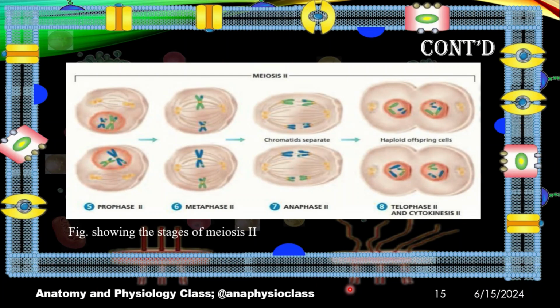Now meiosis 2. In meiosis 2, the stages are prophase 2, metaphase 2, anaphase 2, and telophase 2. So in prophase 2, similar to what happened in prophase 1, of course, DNA will coil to become chromosomes, but here the DNA is not replicated. There is no replication of the DNA.